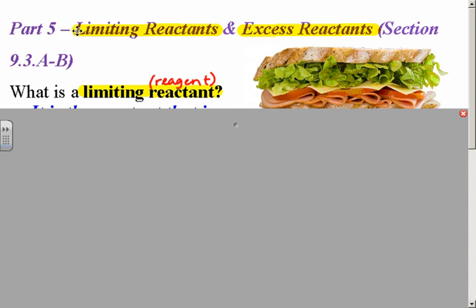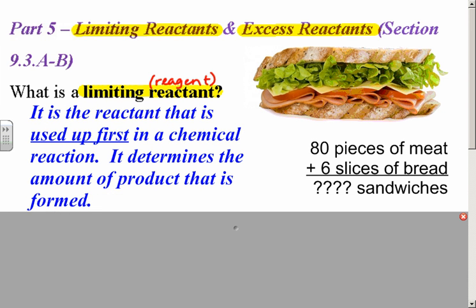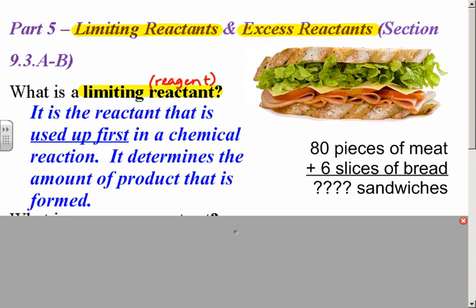A limiting reagent is something that limits how much of a product you can make. In other words, it is the reactant that is used up first in a chemical equation. So if you have two chemicals that you mix together, one of them is going to get used up first while the other one is still present. The thing that gets used up is called the limiting reactant. It determines the amount of product that is formed because it's the thing that runs out.